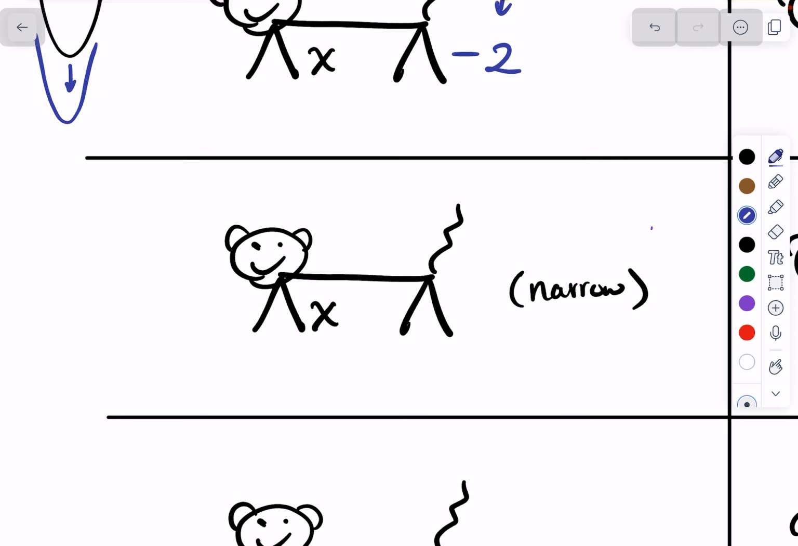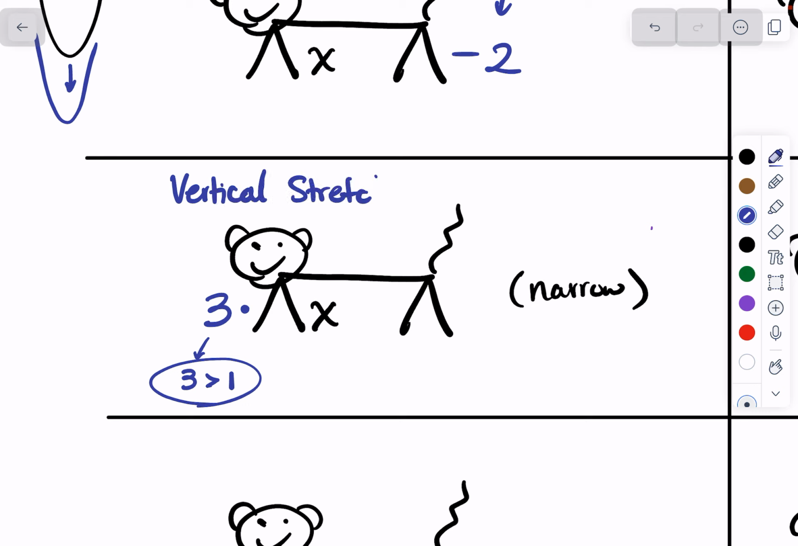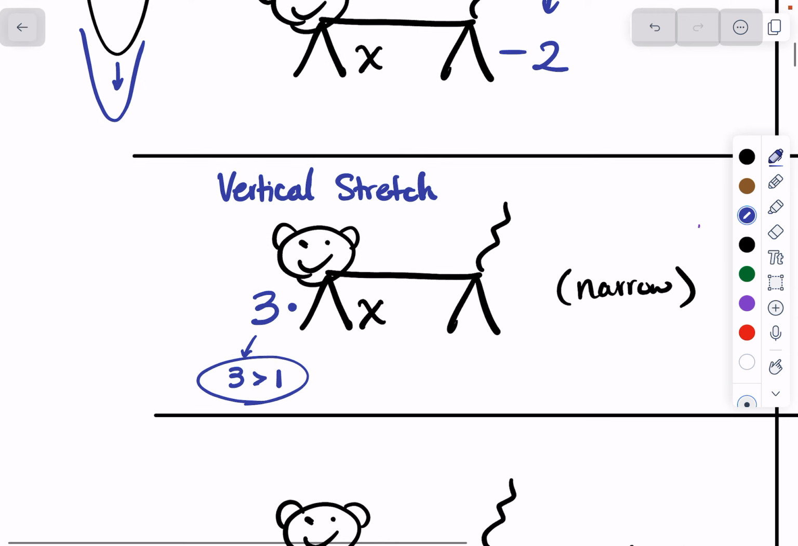We can also do, obviously, not just addition, subtraction, we can multiply. Right, so if I have, let's say, times 3. So the key part here is that 3, our number, is greater than 1. It's super important to point out here. This creates what we call a vertical stretch. All right, so we're going to take the graph and basically stretch it up and down. So the way this kind of looks is that you have a narrowing effect.